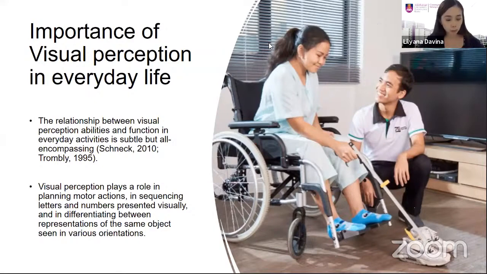Kita tak perasan pun. Tapi sebenarnya salah satu faktor yang membolehkan kita untuk perform semua aktiviti harian kita adalah visual perception. Okay, almost all of our everyday activities sangat bergantung dengan visual perceptual abilities kita lah. Okay, kenapa macam tu? Okay, ini adalah kerana visual perception plays a role in planning motor actions, in sequencing letters and numbers presented visually, and also in differentiating between representations of the same object seen in various orientations.